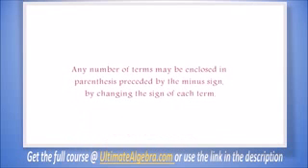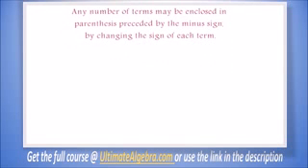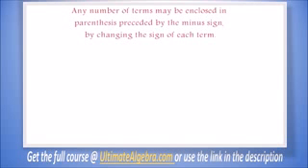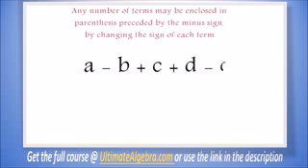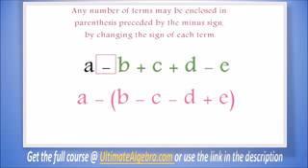Now, we move on. We are saying that any number of terms may be enclosed in parentheses preceded by the minus sign by changing the sign of each term. Example, here we want to put b plus c plus d minus e into parentheses. So, we said that if we want to precede this by a minus sign, then the sign of the terms in the parentheses will change. The b was minus, it changes to plus. The c was plus, it changes to minus. The d was plus, it changes to minus. The e was minus, it changes to plus.